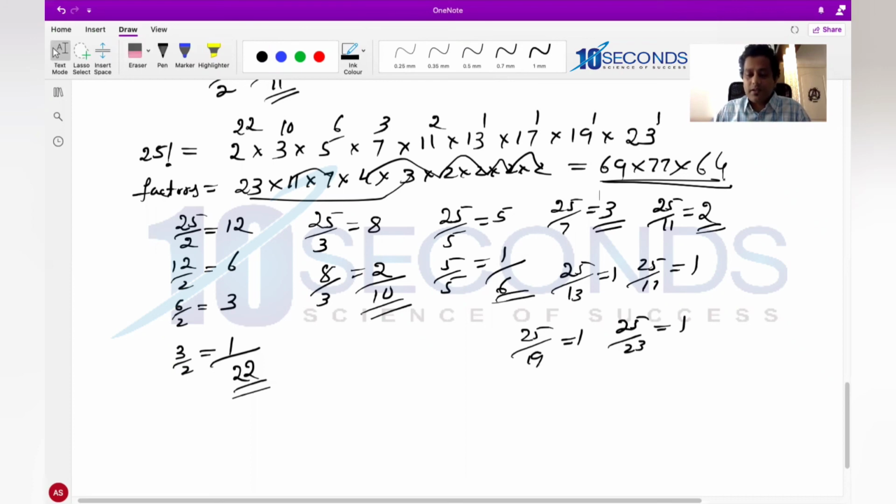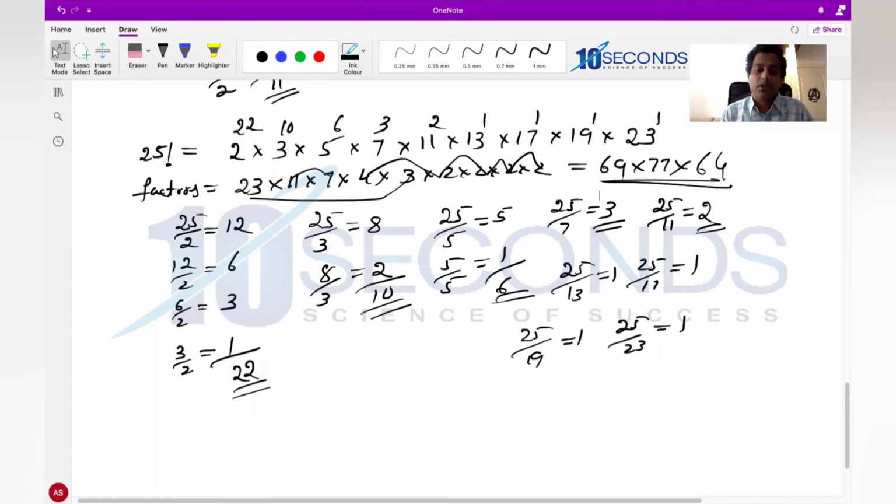What is important in this is not that 69 into 77 into 64. How to approach is important. So the approach is very important. Finding factors of a factorial is a very important concept, where you have to find not only factors of numbers, but factors of a factorial.